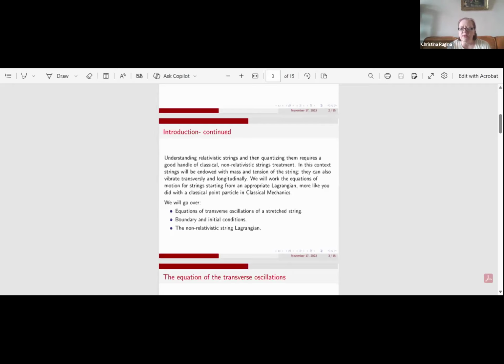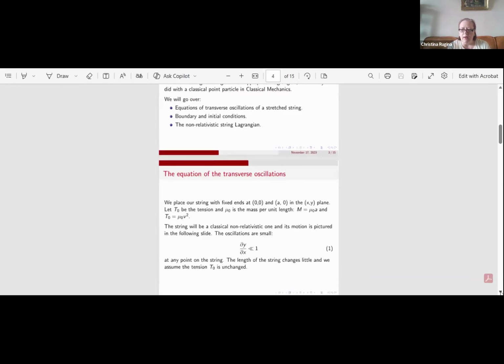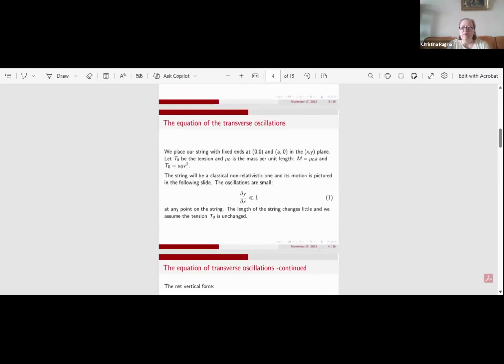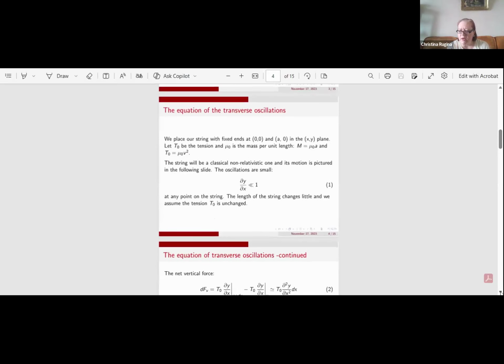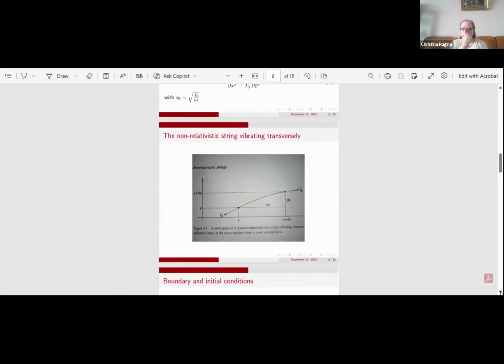The equation of transverse oscillations of a stretched string, with boundary and initial conditions, non-relativistic, is what we study in this first part of the lesson. As I said, we will do a heuristic derivation initially, and then we go to the Lagrangian, and we place our string. Let me take a look at the picture here.